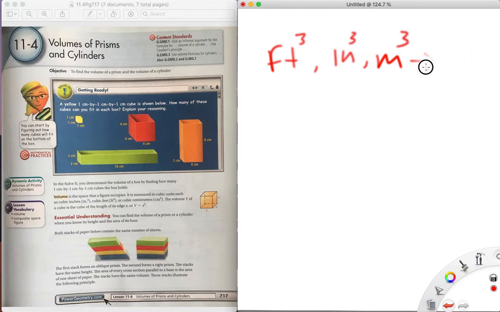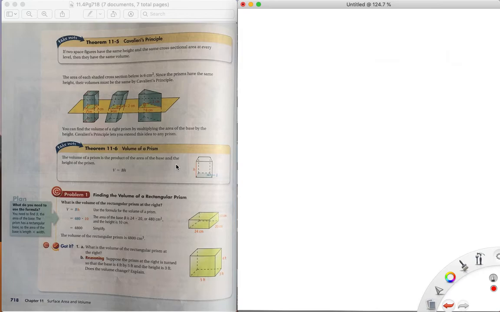We've been doing surface areas. Those units are always squared. And then when you talk about perimeter, those units are not squared or cubed. It's just feet, inches, or meters.